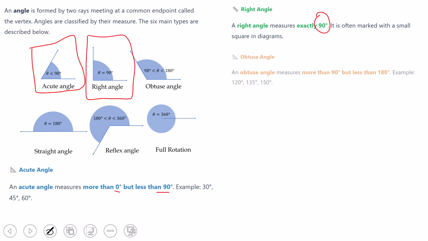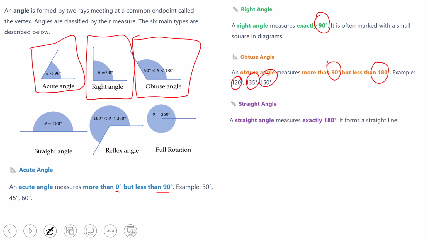Then next we can talk of the obtuse angle. So when we talk of the obtuse angle, these are angles that are more than 90 degree, but less than 180 degrees. So they are more than 90, they are less than 180. Examples, we have 120 degree, it is more than 90, it is less than 180. We have 135 degree, we have 150 degree, and so on. And it is indicated over here in the diagram.